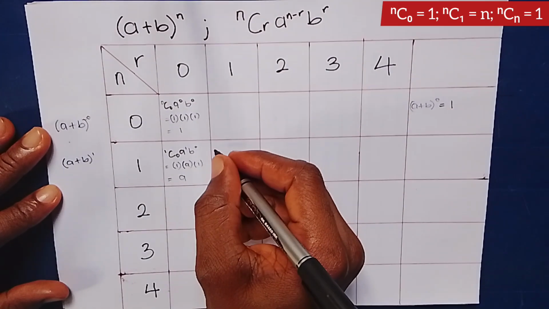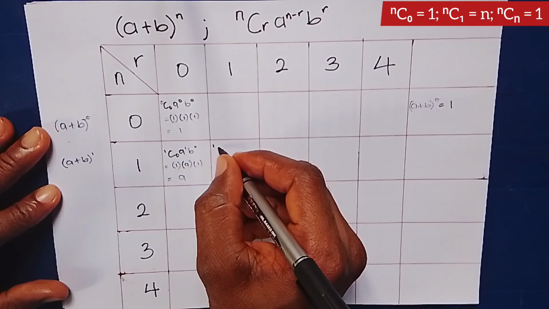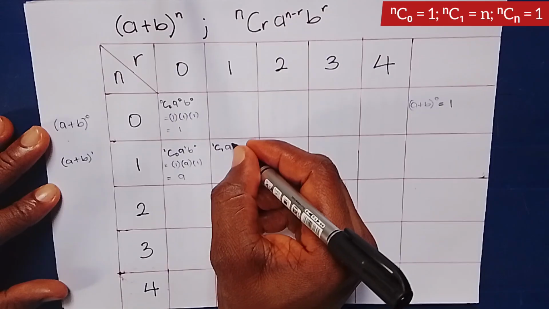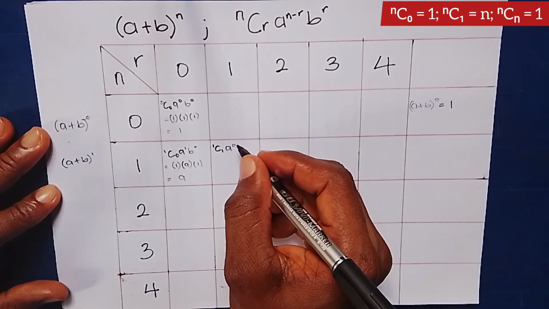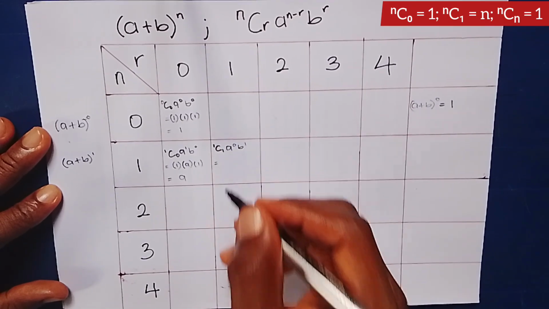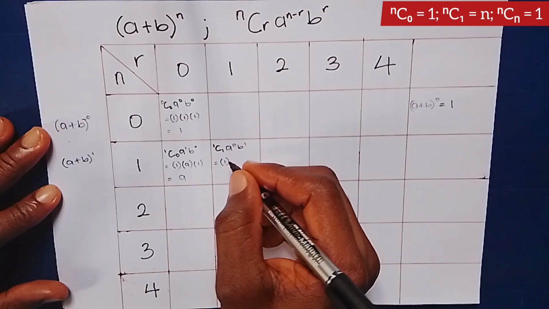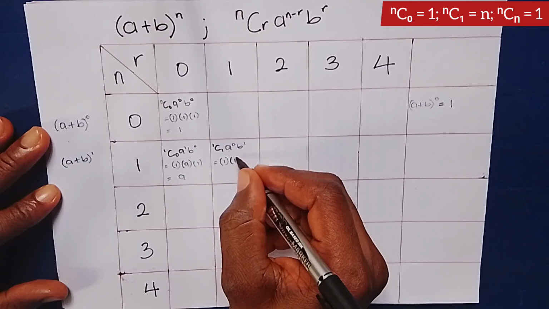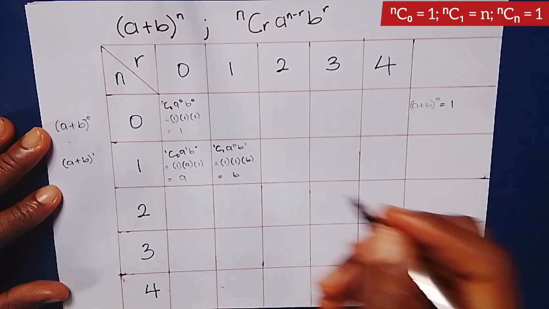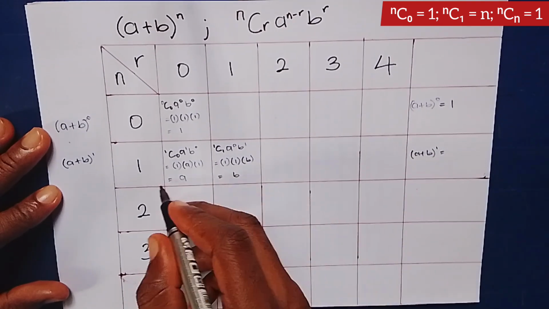Then we'll continue until our r is equal to n. Our n is 1, so we can go again. So we have 1 combination r, our r is 1 now. a raised to the power n minus r, that is 1 minus 1, 0. b raised to the power r, our r is 1. So this is b raised to the power 1. So this is equal to 1 combination 1. Remember, we established that n combination n is equal to 1. So this is 1 again. And then a raised to the power 0 is 1. And then b raised to the power 1 is b. So we have here 1 times 1 times 1 times b, which is b. So therefore, a plus b raised to the power 1 is equal to the sum of each term.